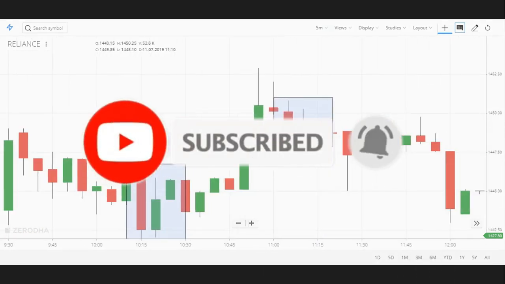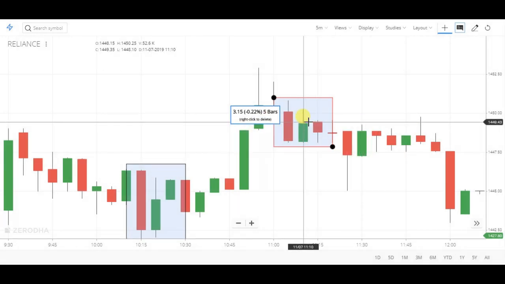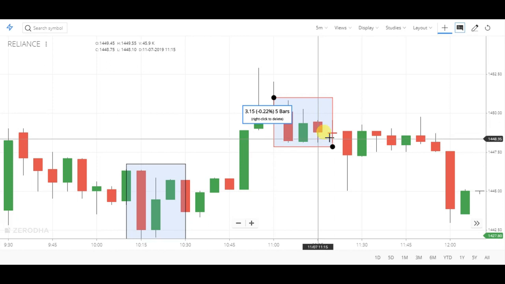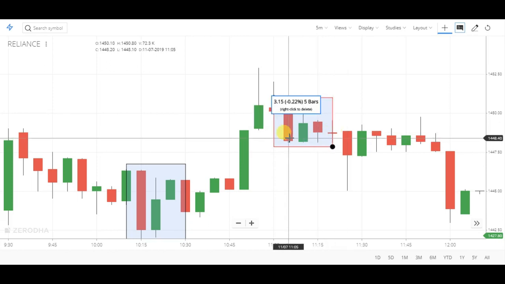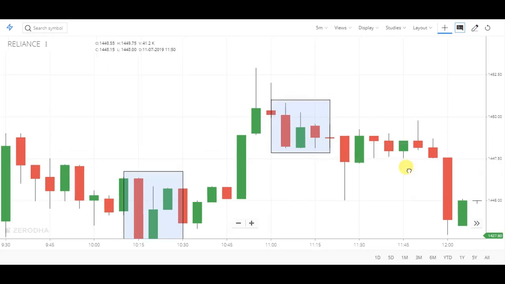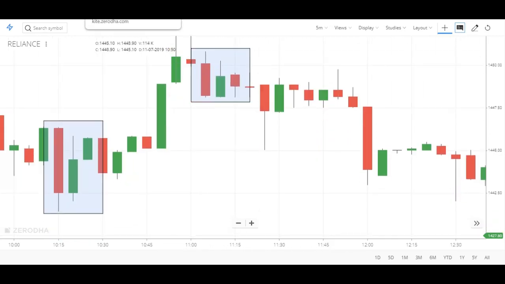On the same day, we can see that this pattern is formed. We can see the high and low of the second candle is inside the first candle, and the high and low of the third candle is inside the second candle. So we can see that this candle broke the low of this pattern. And we can see the difference between high and low of the first candle is almost 3 rupees, and we can see that this is achieved over here. So now let's go to another chart.